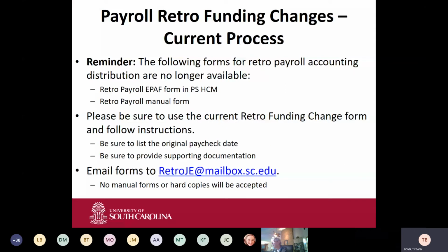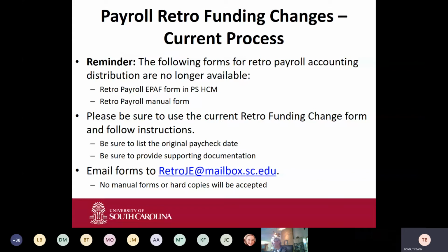So then that brings us to the payroll retro funding process. Again, this is just a quick reminder and review. A reminder is that the following forms for the retro payroll accounting distribution are no longer available. The EPAF form in PeopleSoft HCM, along with the retro payroll manual form, shouldn't be used. So just make sure that you're using the current retro funding change form and that you're following the instructions as outlined on the form. Make sure you're using the original paycheck date and not the RPay date.